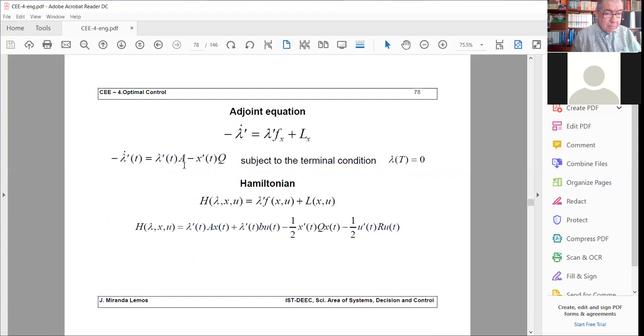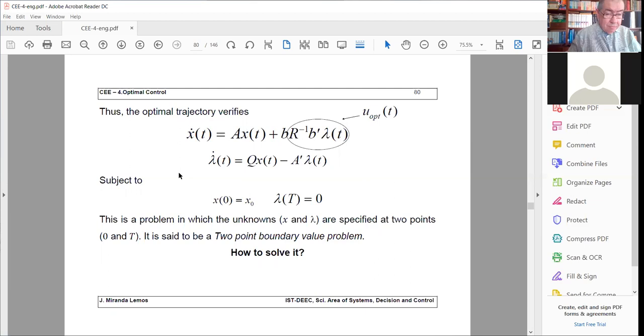The equation for lambda depends on x, and x depends on u, and u depends on lambda. So you have this vicious cycle, and we have the problem of getting out of it to compute the optimal u and also the optimal lambda, if you wish. So let's formalize this a little bit better.